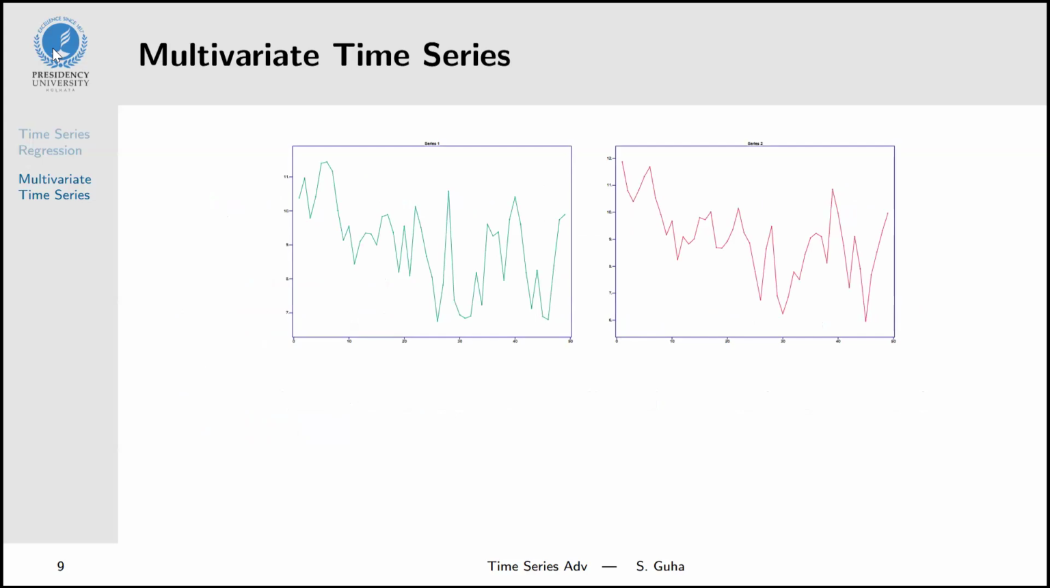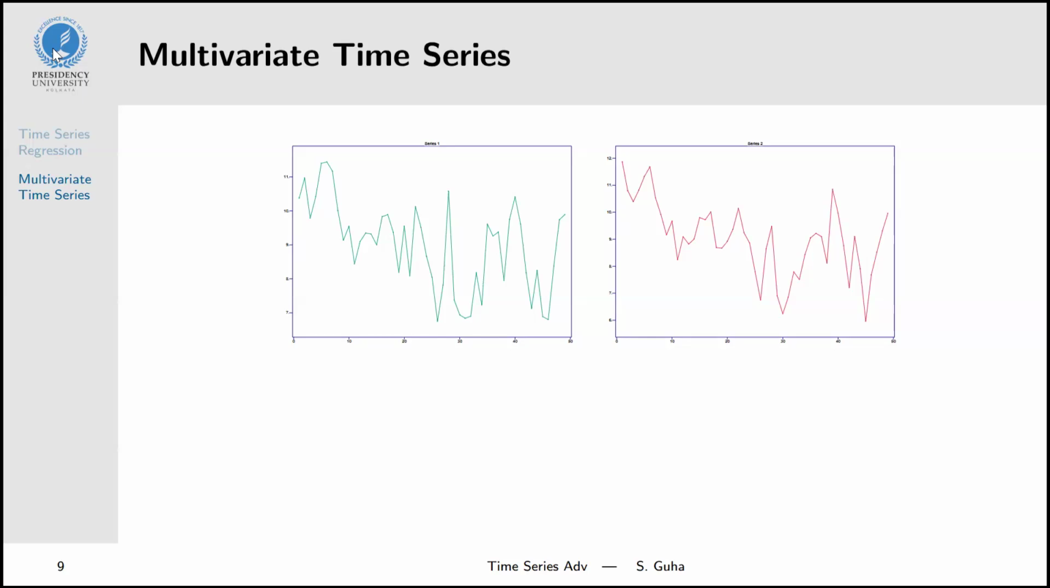Now I give an example of such a bivariate time series data. How would a typical bivariate time series data look? We plot the 2 time series side by side, and it looks like there is a very high correlation. When one is increasing, the other is also increasing. When it is decreasing, the other is also decreasing. So there may be a very clear-cut relation between these 2 time series variables.